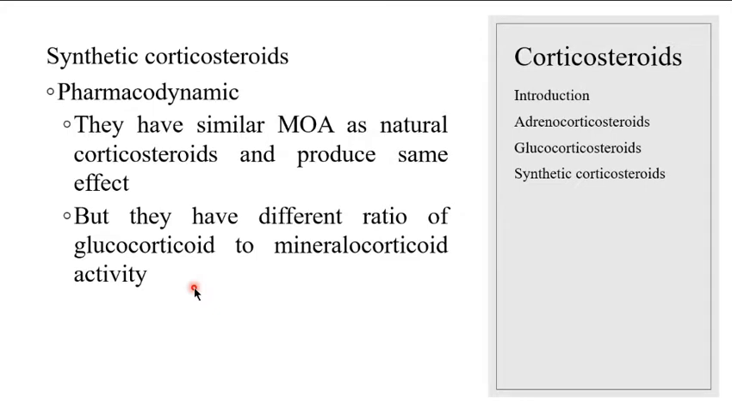So similar to natural cortisol, synthetic corticosteroids also follow the same pattern. But the difference is that while the natural cortisol has glucocorticoid and mineralocorticoid activity in the ratio of 1:1, the synthetic may not have the same effect. Some of the synthetic corticosteroids might have a very high amount of glucocorticoid activity and a minimal amount of mineralocorticoid activity, whereas some corticosteroids might have a very high amount of mineralocorticoid activity and the least amount of glucocorticoid activity. So this activity varies from steroid to steroid.